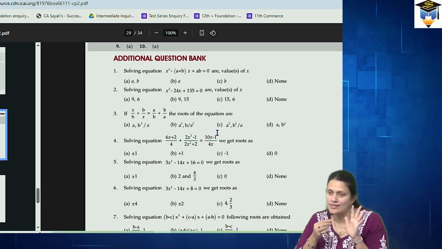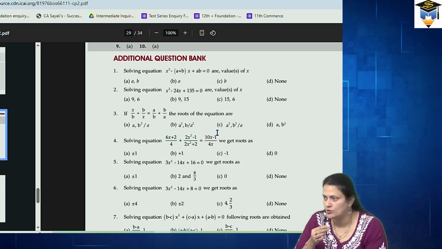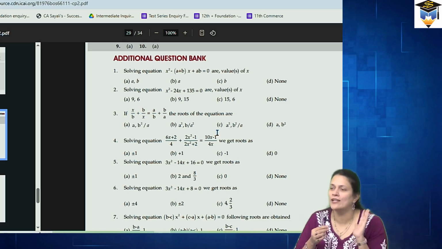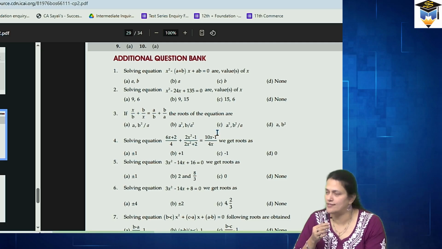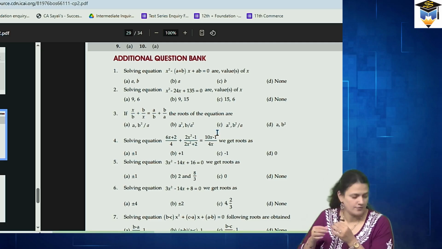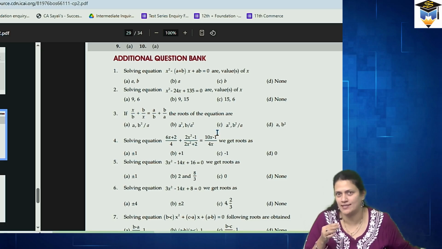Every day you try to solve 10 sums from the additional question bank. So if you do it for 5 days, that is 50 sums. Every day 10 to 20 sums you can do, so that you will get a hang of this particular chapter. It is not that difficult at all. This is the easiest chapter of CA Foundation. You have to practice, that's it, nothing else. You will have to work hard, all of you who didn't have maths before.